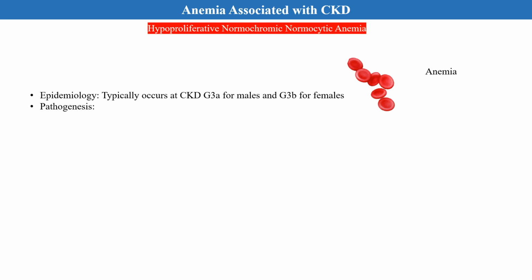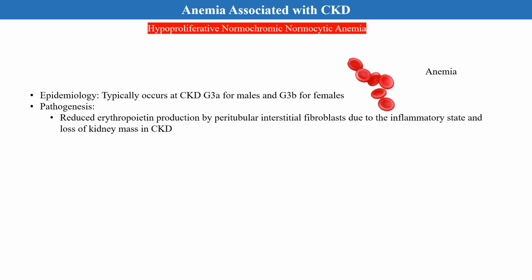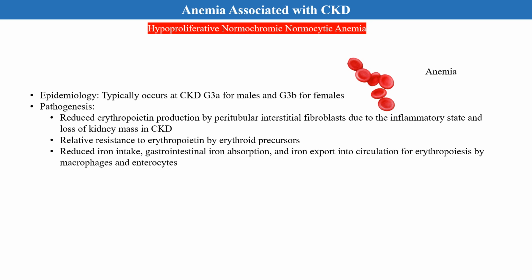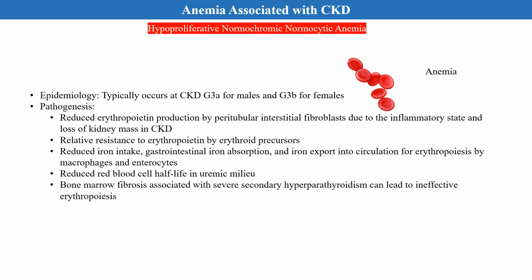The pathogenesis of anemia of CKD is multifactorial and includes reduced erythropoietin production by peritubular interstitial fibroblasts due to the inflammatory state and loss of kidney mass in CKD, relative resistance to erythropoietin by erythroid precursors, reduced iron intake, gastrointestinal iron absorption, and iron export into circulation by macrophages and enterocytes, reduced red blood cell half-life in the uremic milieu, and bone marrow fibrosis associated with severe secondary hyperparathyroidism, which can lead to ineffective erythropoiesis.